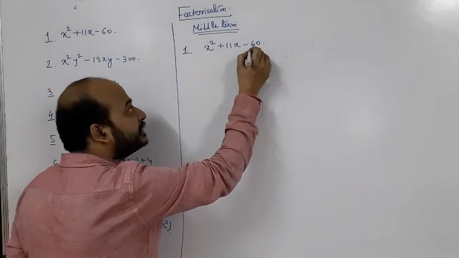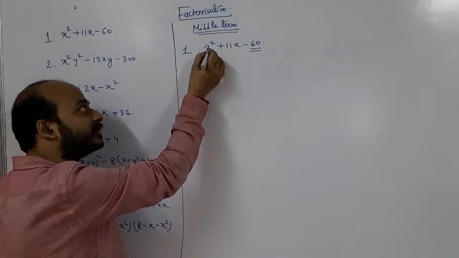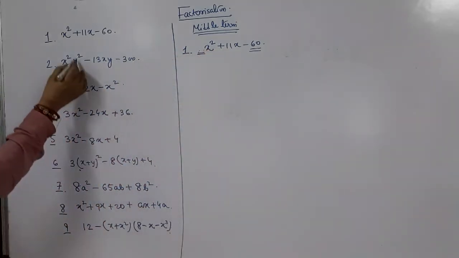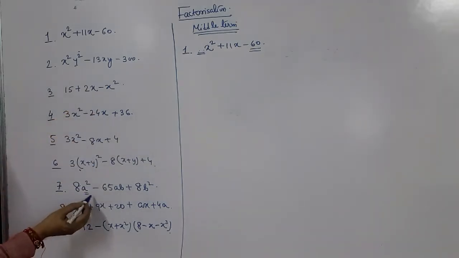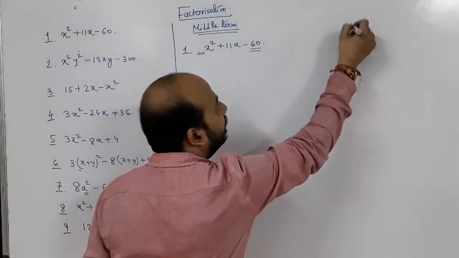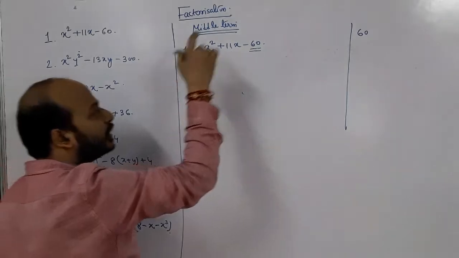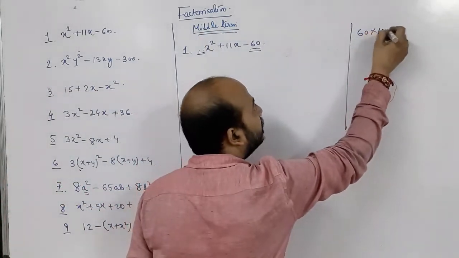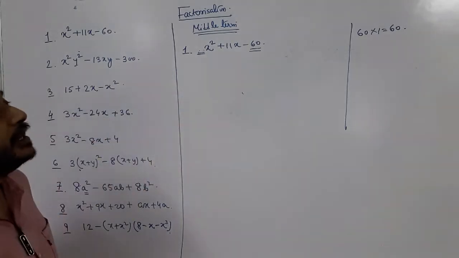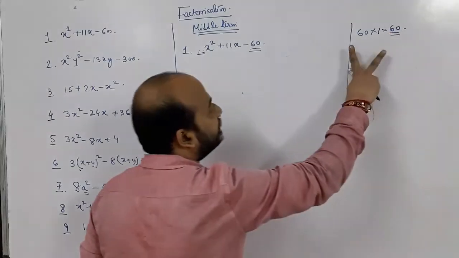we multiply this last number with the coefficient of x square. It can be x square, y square, or somewhere it may be a square. So we multiply this and this, mentally. Okay, so first of all we see this is 60 and here we have 1. So we have 60 into 1, that is 60. So we are getting 60.